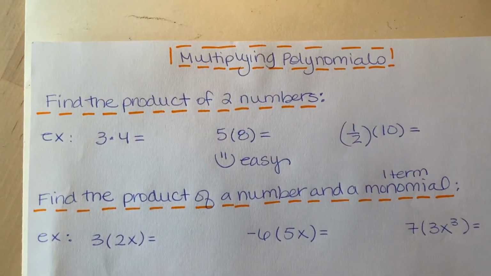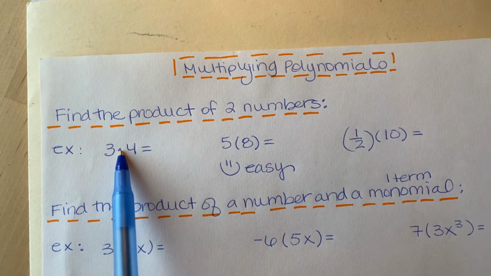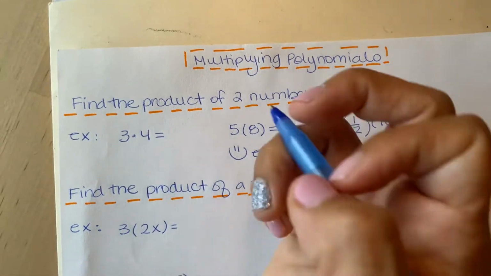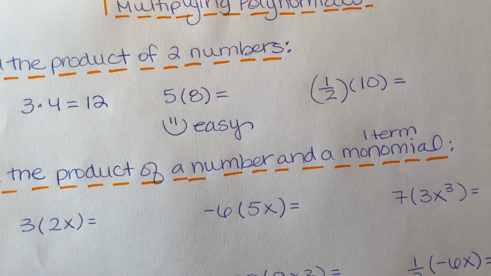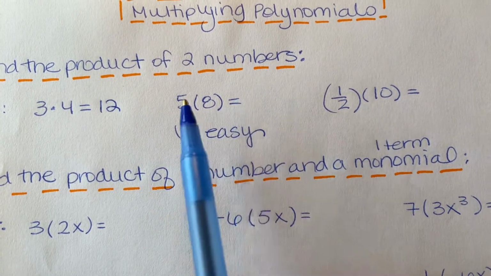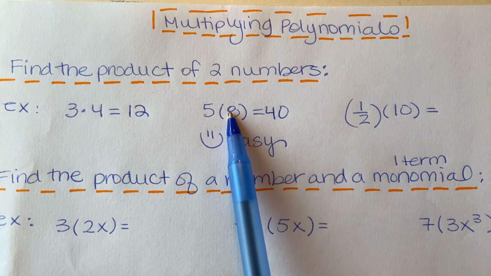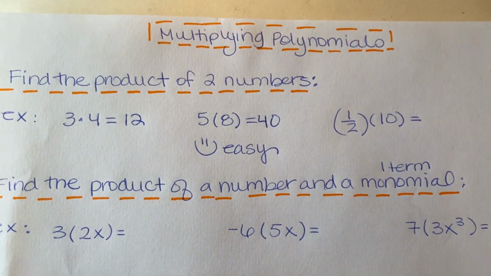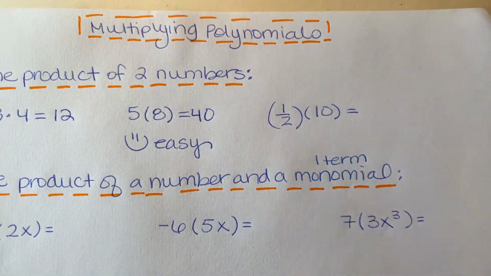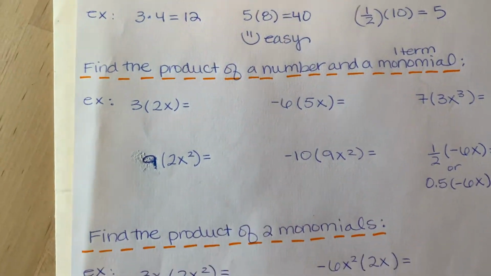Find the product. This is so easy. All right, what is 3 times 4? Even though that dot, you guys know that means multiply, right? That's the operation, multiplication. 3 times 4 is 12. And whether you have a grouping symbol around the second number or the second term, it's 5 times 8, 40. Remember, a constant is still a monomial. It's just a constant, the base, and the exponent is 0. Okay, what is 1/2 times 10? 5, right? Easy.